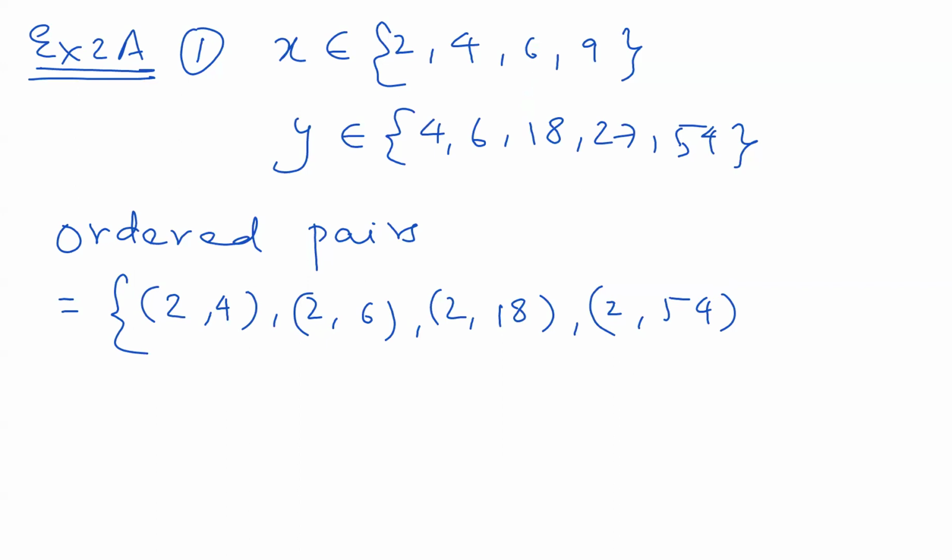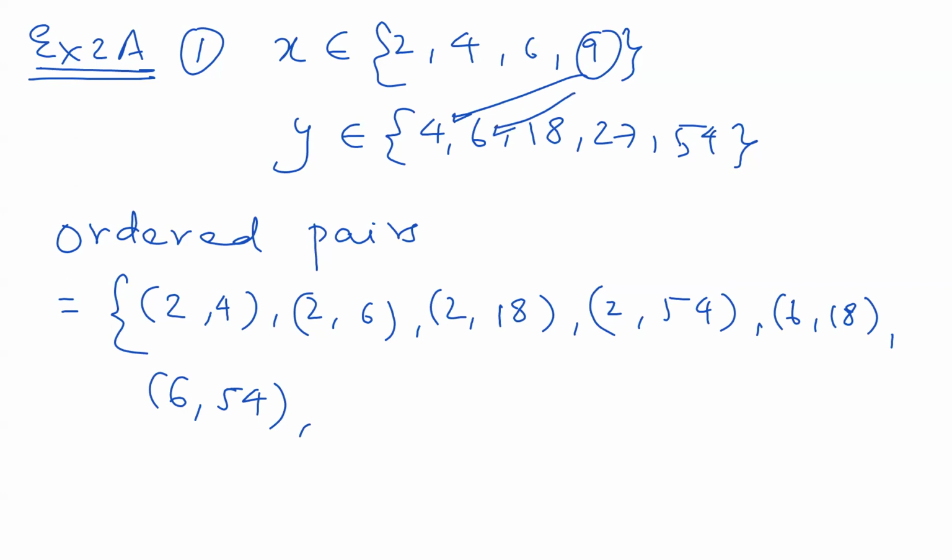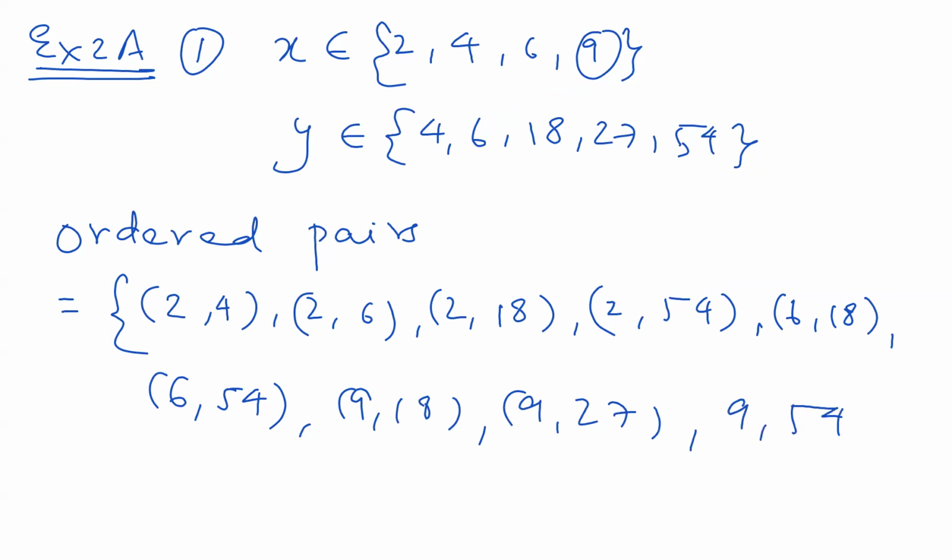Okay, 6 is a factor of 18. Yes, 6 threes are 18. 6 is a factor of 27. No, that cannot be the case. Is 6 a factor of 54? Yes, 6 comma 54 is one ordered pair, because in the table of 6 we certainly get 54. Let's start with 9. 9 is not a factor of 6 and 4, obviously not, because in the table of 9 we don't have 4 or 6. So 9 comma 18, then 9 comma 27, 9 comma 54. Okay, so we have listed down the ordered pairs over here.